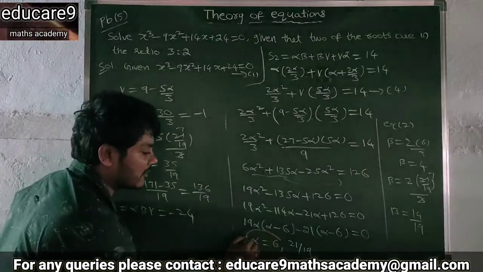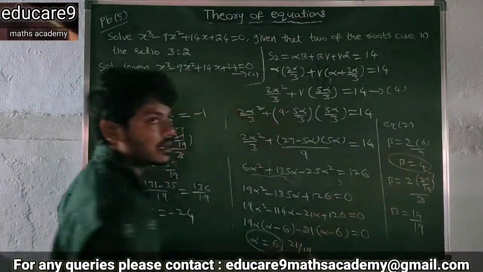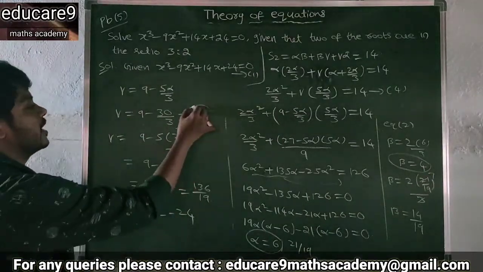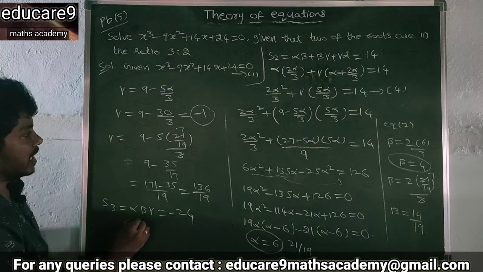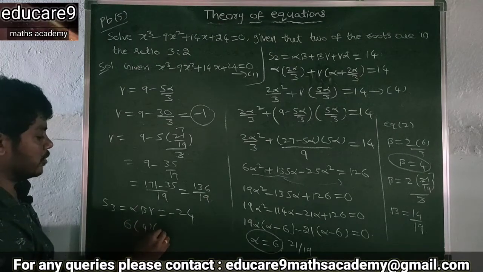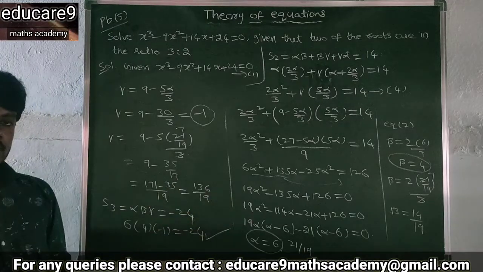So first case alpha is equal to 6. So in that case beta is 4. Again in that case gamma value is minus 1. So what is alpha value? 6. Beta value is 4, into minus 1. So clearly this is satisfied.